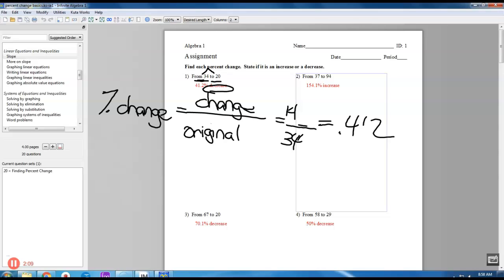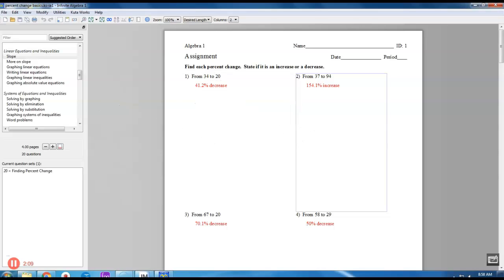Is everybody with me? Well, I'll keep going. So, same idea. I want to do the change divided by the original. And I know this is an increase because I went up. So from 37 to 94, numbers get bigger. So the change is subtract those two. So figure out how far apart they are.